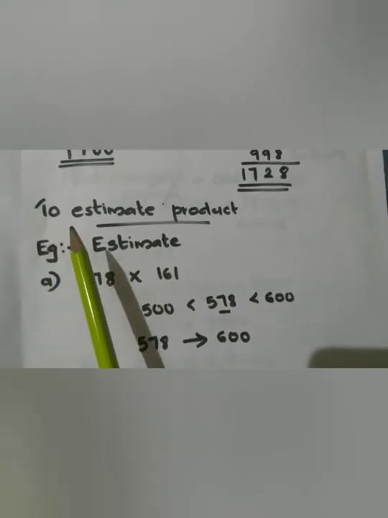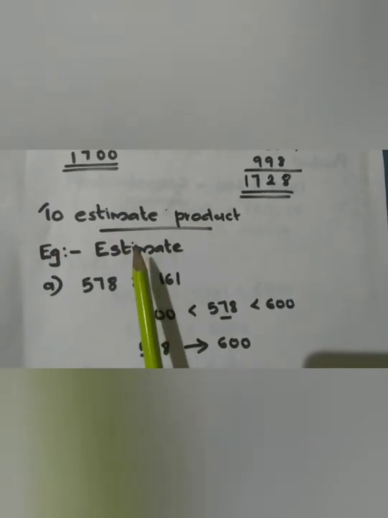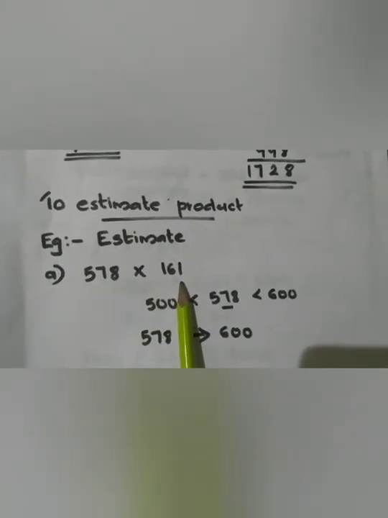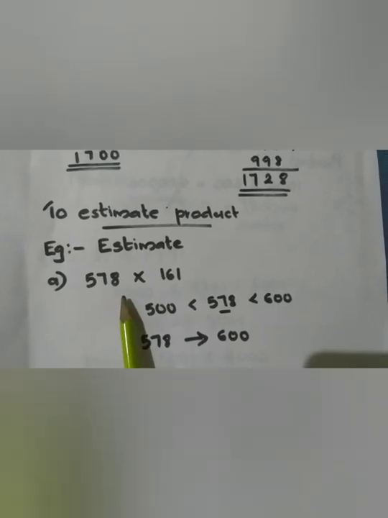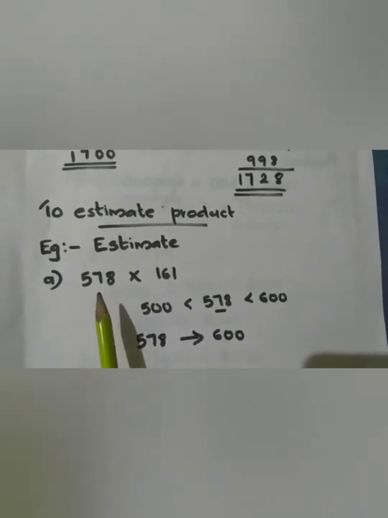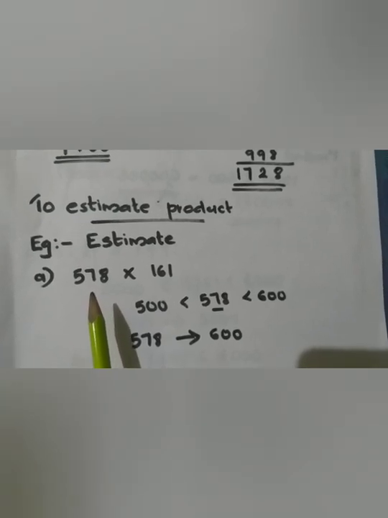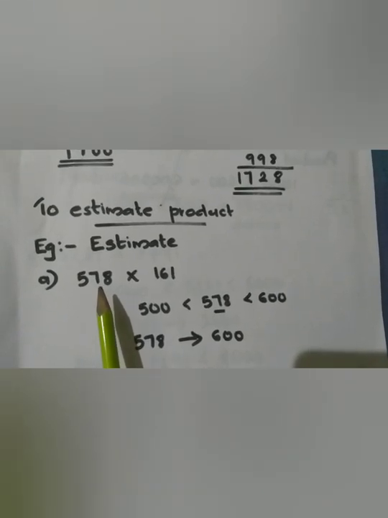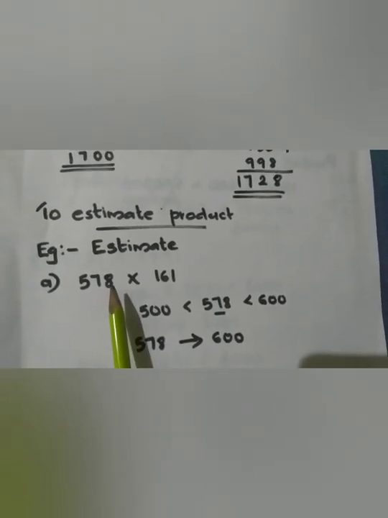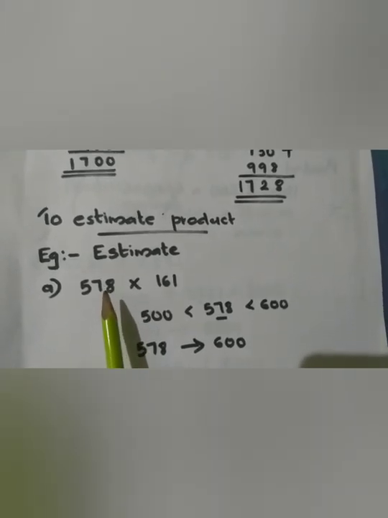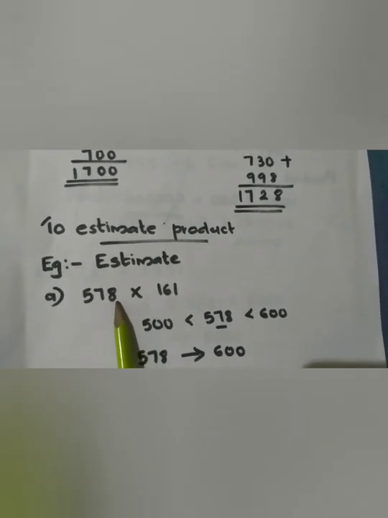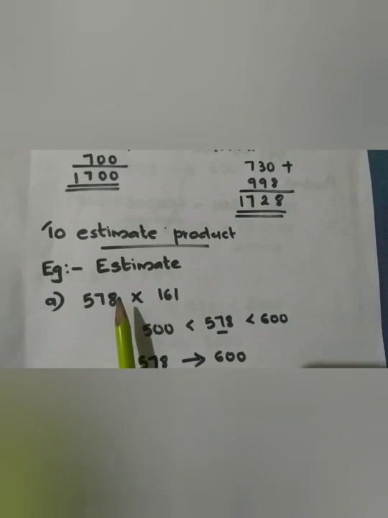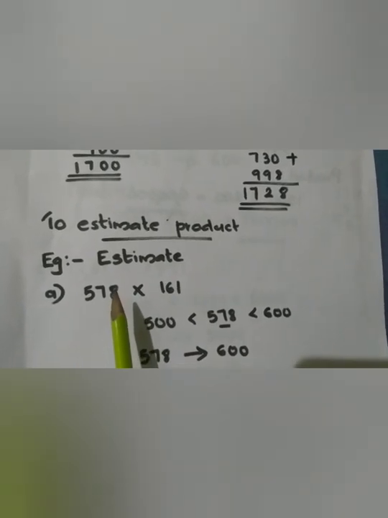So, now we will see how to estimate the product. First question, estimate 578 into 161. When you are estimating the sum and difference, we discussed that we have to round off both the numbers to the same number of places. But in estimating product, that is not applicable. Here, for our easy calculation, we can round both the numbers to its highest place. That means here both are having the same number of digits. In the case of numbers with a different number of digits, we can round that to their highest place.